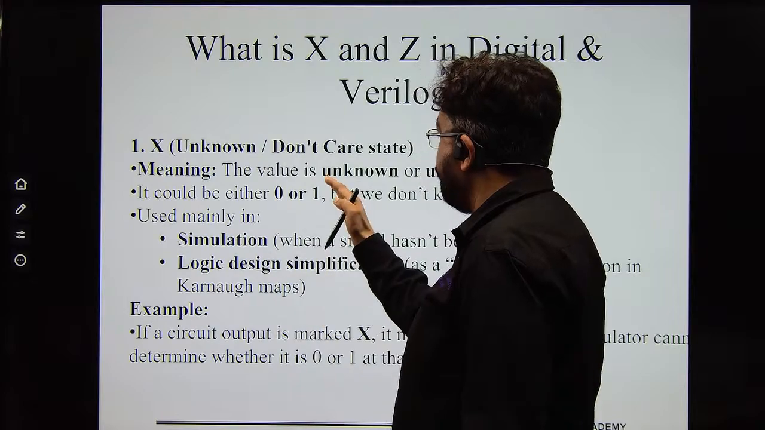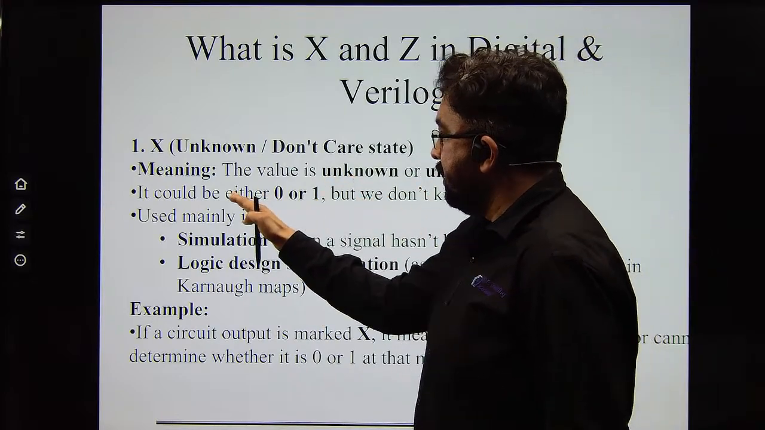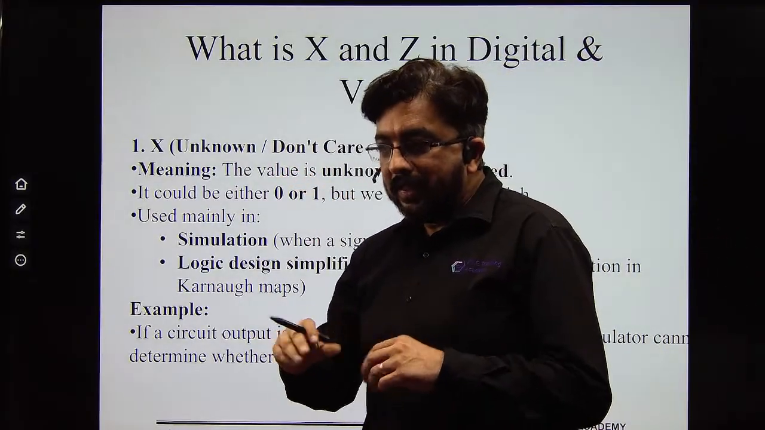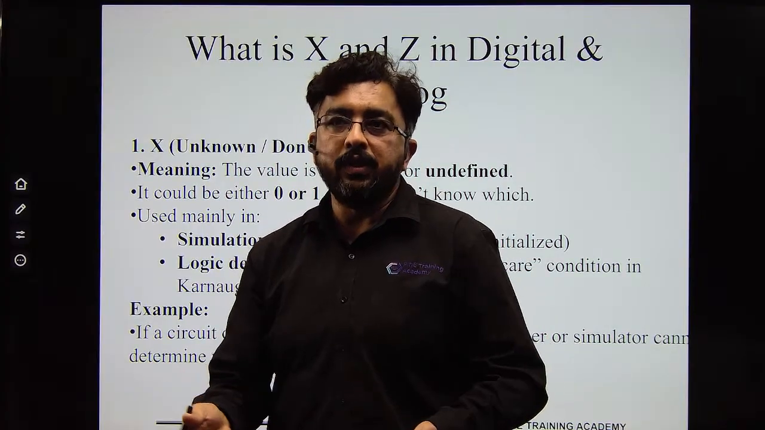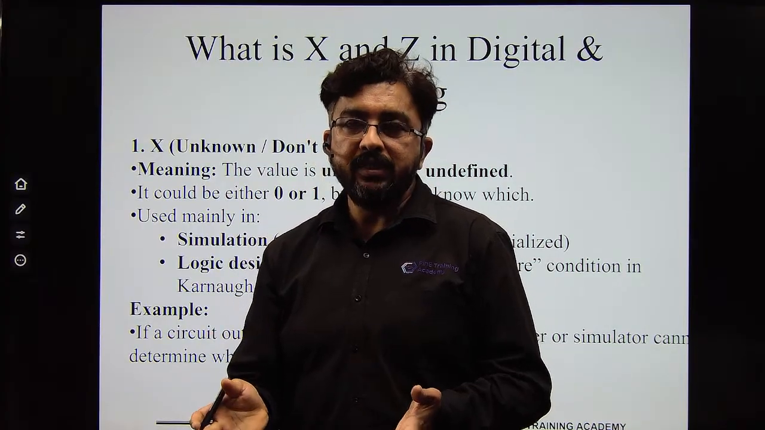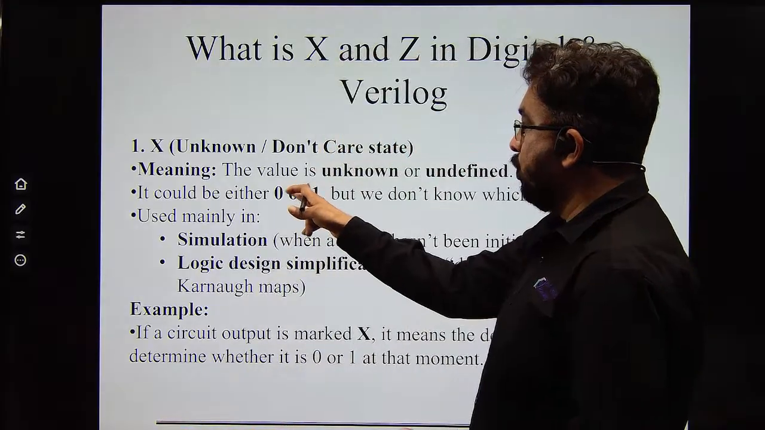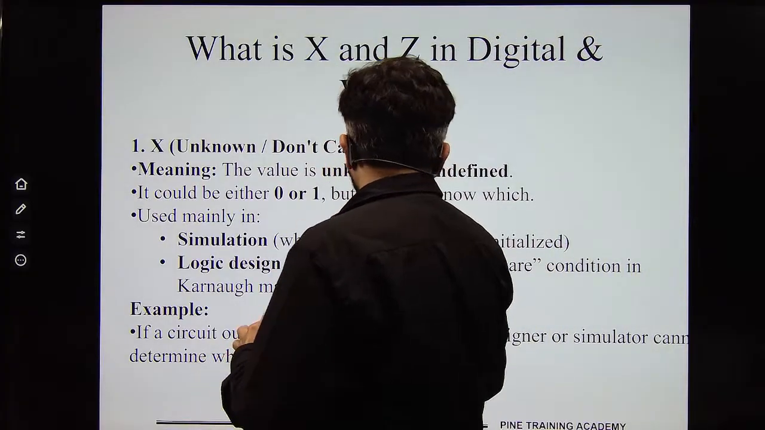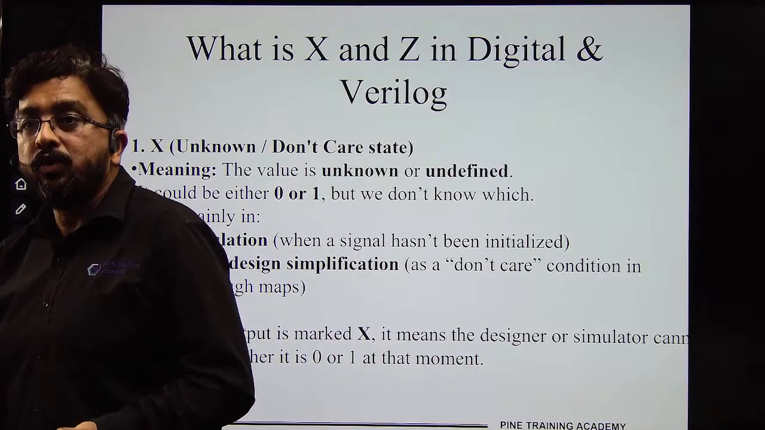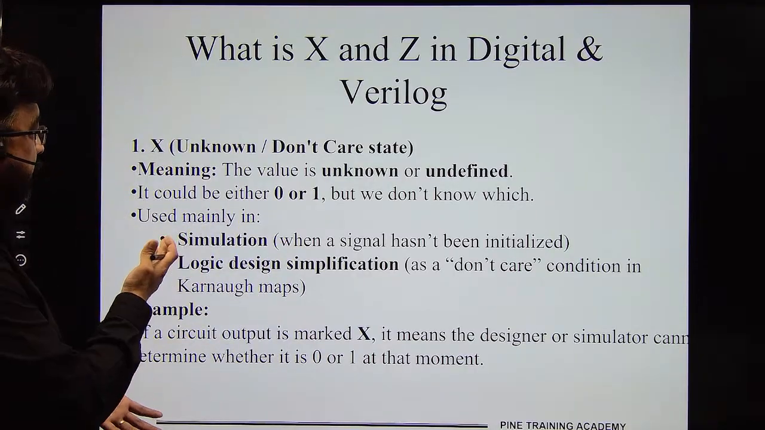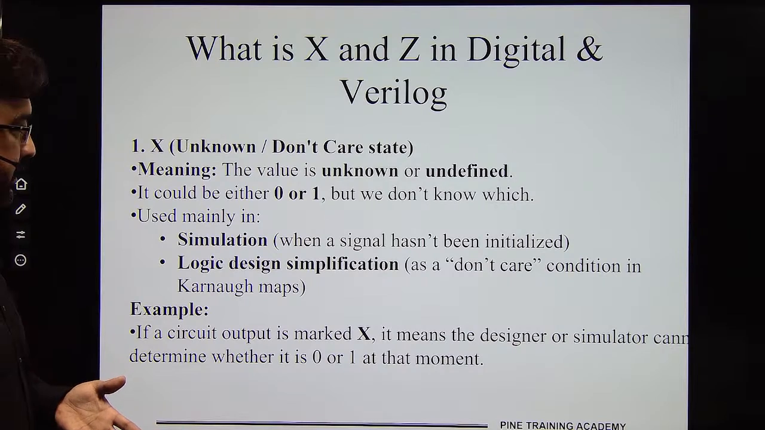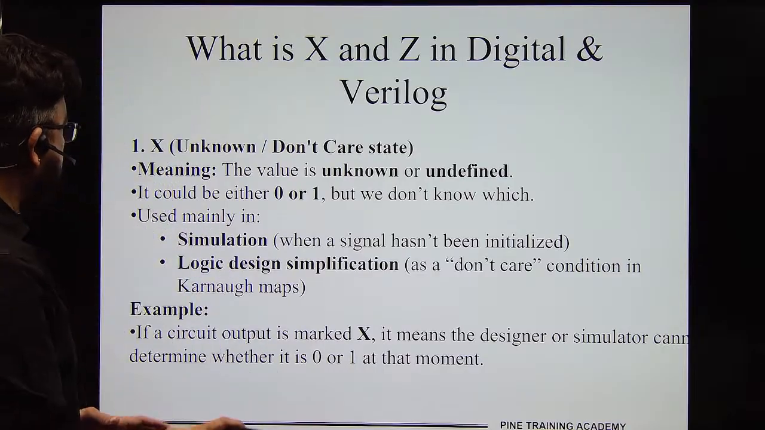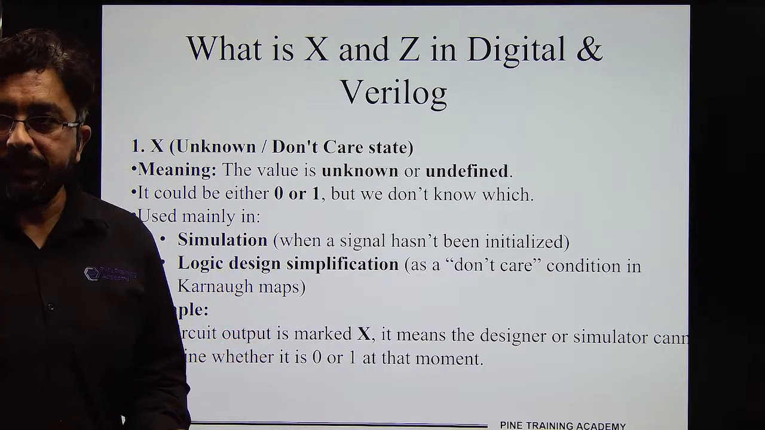The meaning is that the value is unknown or undefined, that is, we have not given any source, 0 or 1, so it is called X. It could be either 0 or 1, but we don't know which. So as per the statement, what is X? X is the unknown or don't care state, meaning the value is unknown, we are not aware of it, and it could be either 0 or 1, but we don't know which.